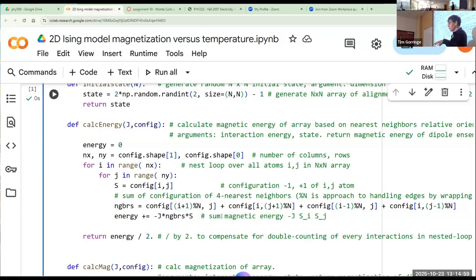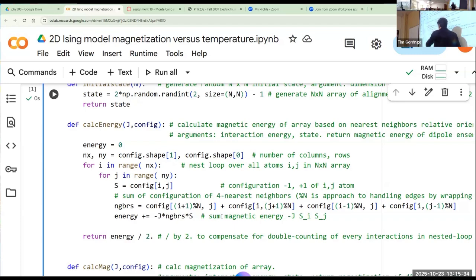So again, just imagine a chessboard, right? Figures out the width in squares of the chessboard and the length in squares of the chessboard, and then it's going to have a nested loop to walk through every one of those squares on the chessboard. That's what the nested for loop is here. Okay, so I and J are going to be the indices of every magnetic moment in our array of magnetic moments.